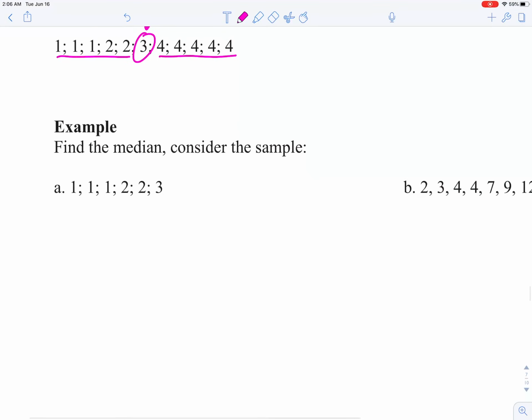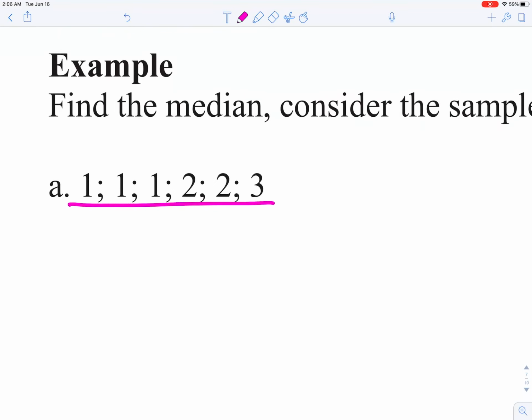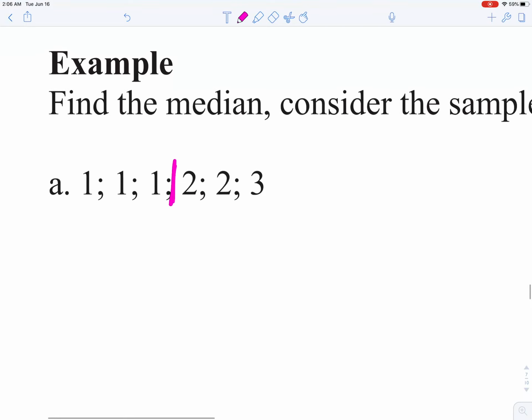All right, so we have another example here. Find the median again, but this time notice we have an even number of data points. So there is no single data value in the middle. There's nothing in the middle.